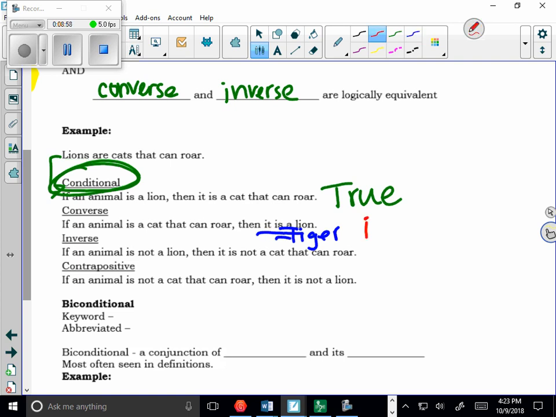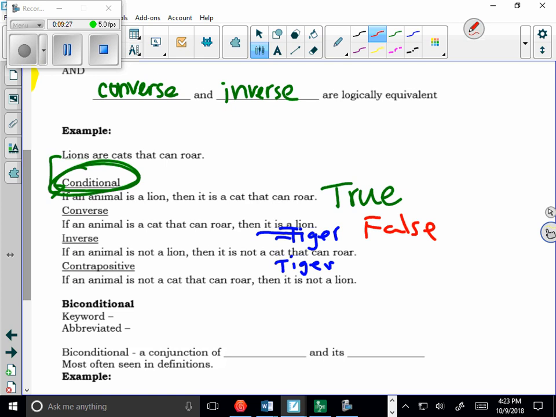Move down to inverse. If an animal is not a lion, then it is not a cat that can roar. I'm using the same logic there. I've got an animal that's not a lion. They're basically saying, well, then it's no way that it's not a cat that can roar. Again, I got myself a tiger. That's a cat that can roar, and it's not a lion. So my inverse is also false.